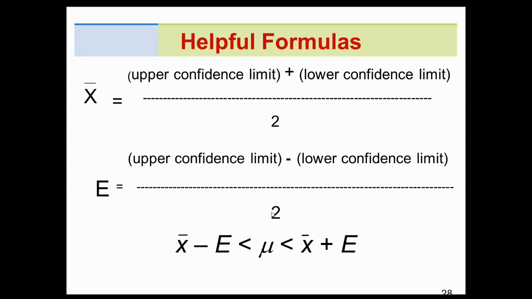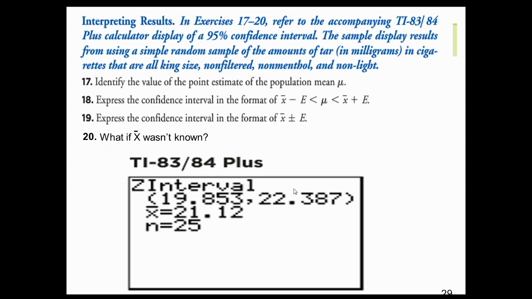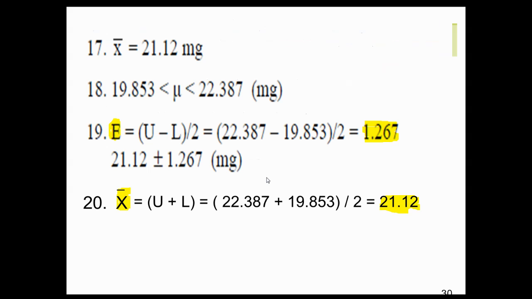Now, this may be helpful if you know the answer, but you don't know the mean or you don't know the error. Or maybe you've got an answer you want to check agrees with the mean and agrees with the error. Let's assume you were just given the confidence interval and you wanted to find x bar and the error.